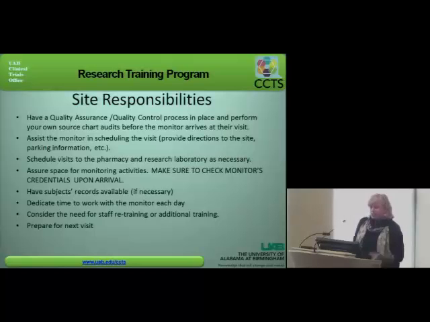And make sure, this is a new one that just came to our attention, make sure you check the monitor's credentials upon arrival. Anytime you have an FDA auditor, you always check their credentials, and a monitor is no different. So you really need to make sure that your monitor is who they say they are. So maybe ask to verify their employment badge or a driver's license. You may have talked to them on the phone, but just make sure that the name on the monitoring letter matches the name of the person that's there.